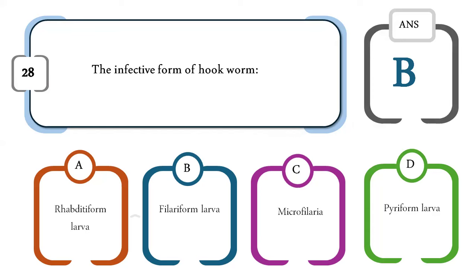This Filariform larva is present in the soil. It has the ability to penetrate the unbroken skin, especially the skin between the toe fingers, the dorsum of the foot and the medial aspect of the sole. So here the right answer is option B, Filariform larva.